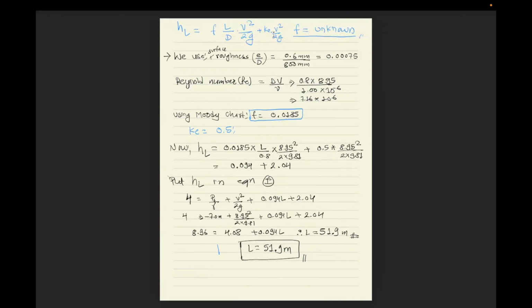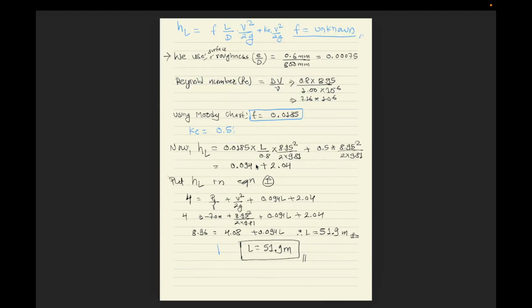And we also know this Ke, which is 0.5 for square edge. So this HL will be equal to, just putting in all the values that we have got except this L. L is the value that we need to find. So here I think I missed 0.094. Here it should be L.